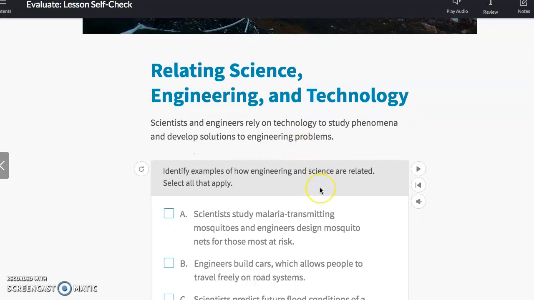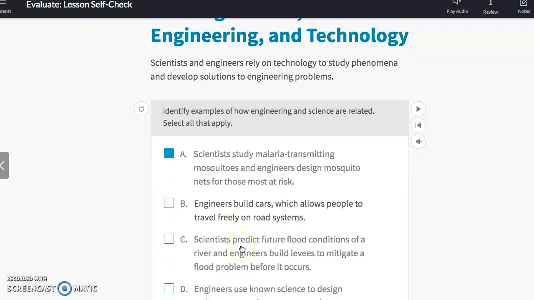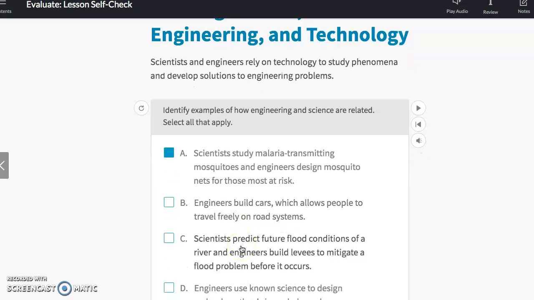Identify how engineering and science are related. Do scientists study malaria, mosquitoes, and engineers design the nets? Yep, that's exactly the process. Do they build cars so that people can travel? No, that's not really their exact purpose. They're trying to create solutions for problems. They predict future flooding conditions and engineers build levees?